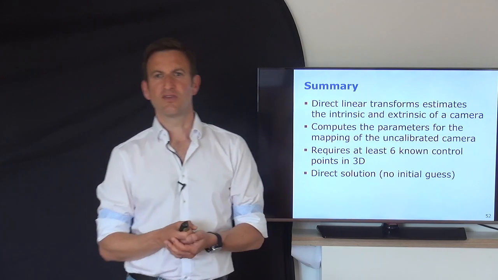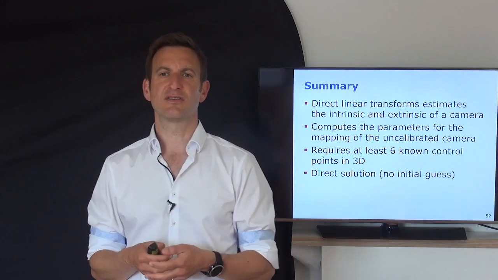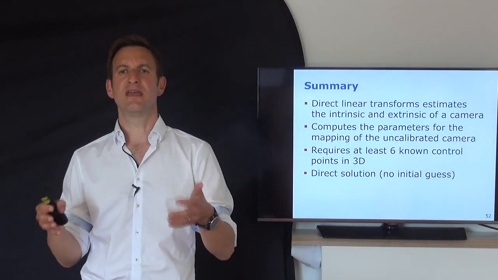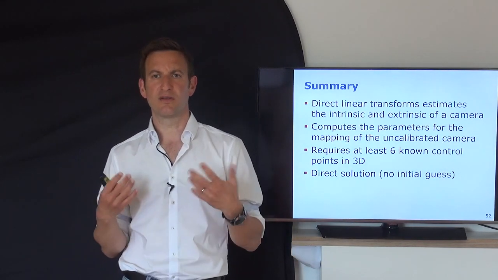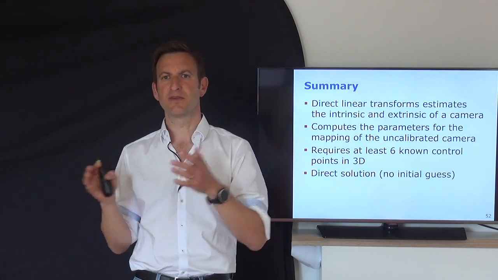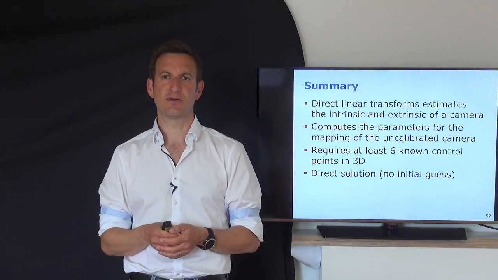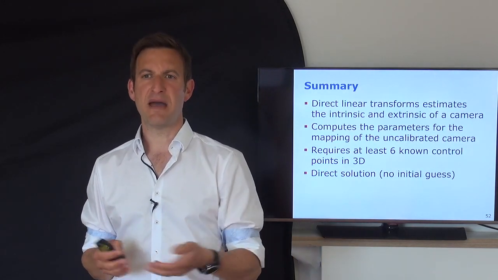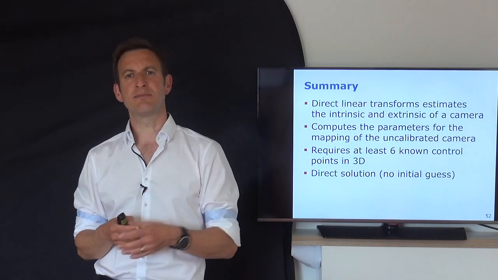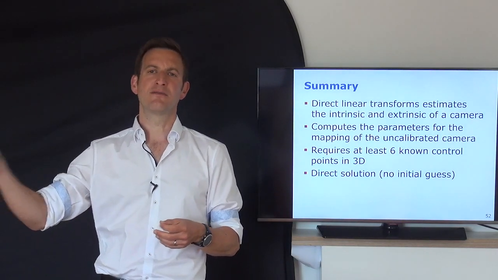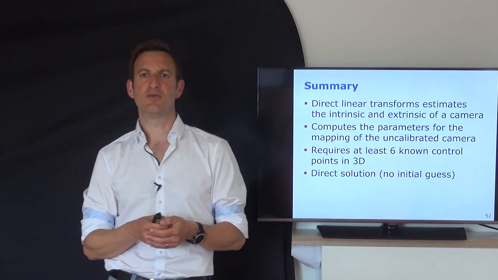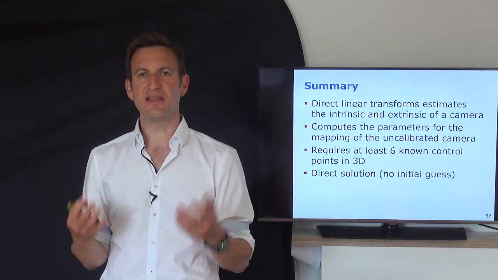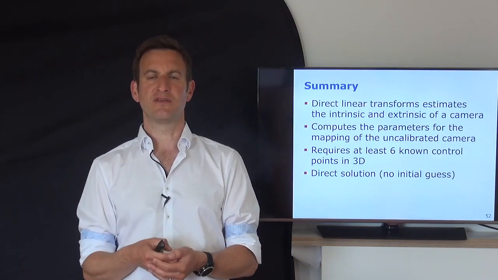So in sum, the DLT, or the direct linear transform, is a technique to estimate the intrinsic and extrinsic parameters of a camera, taking the affine camera model into account. That means determining these 11 degrees of freedom, 6 extrinsic and 5 intrinsic parameters. In this way, we can compute all the parameters needed for the mapping of the uncalibrated camera, so we get all the parameters to describe how a point from the 3D world is mapped into our image plane. What we need for this is our camera and at least 6 3D coordinates of control points in the environment.